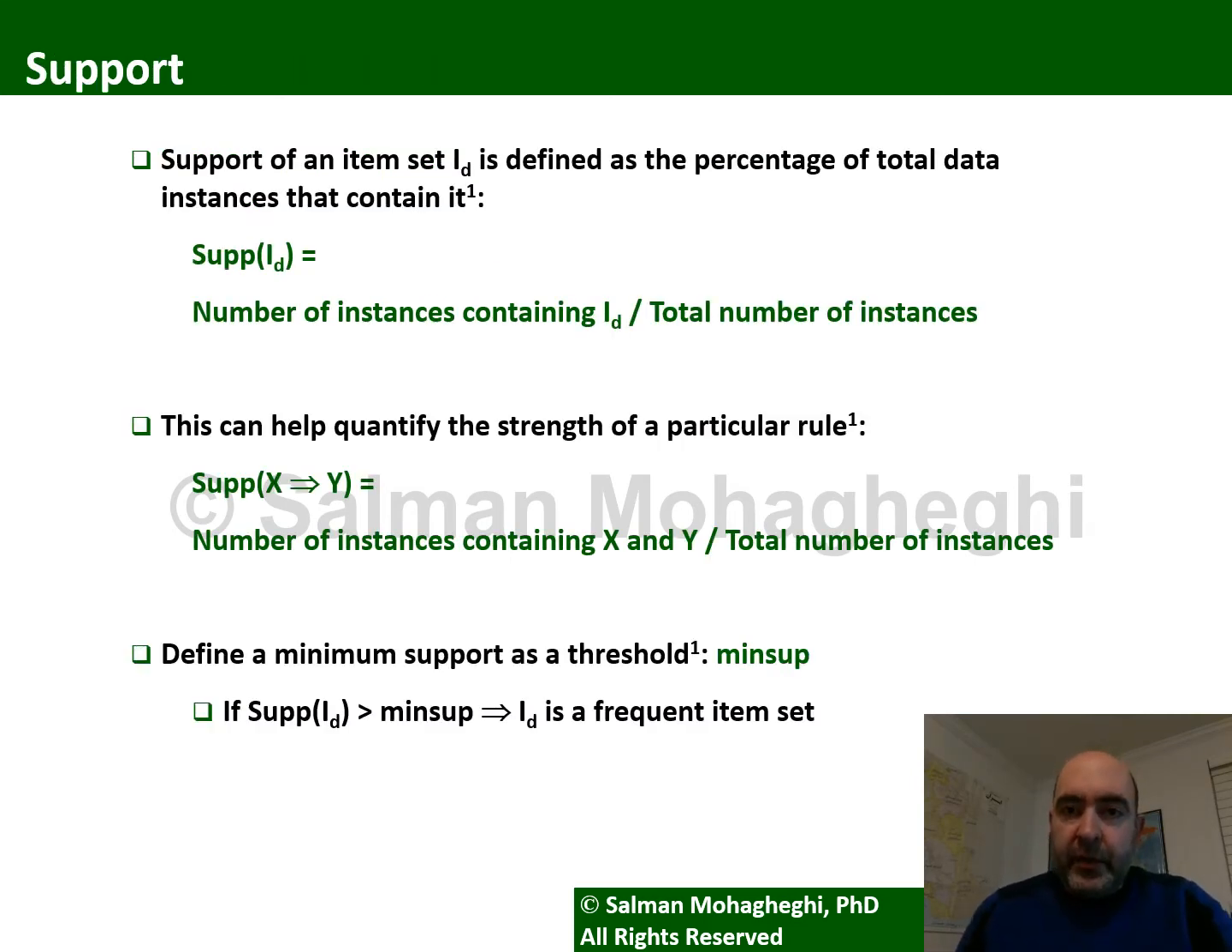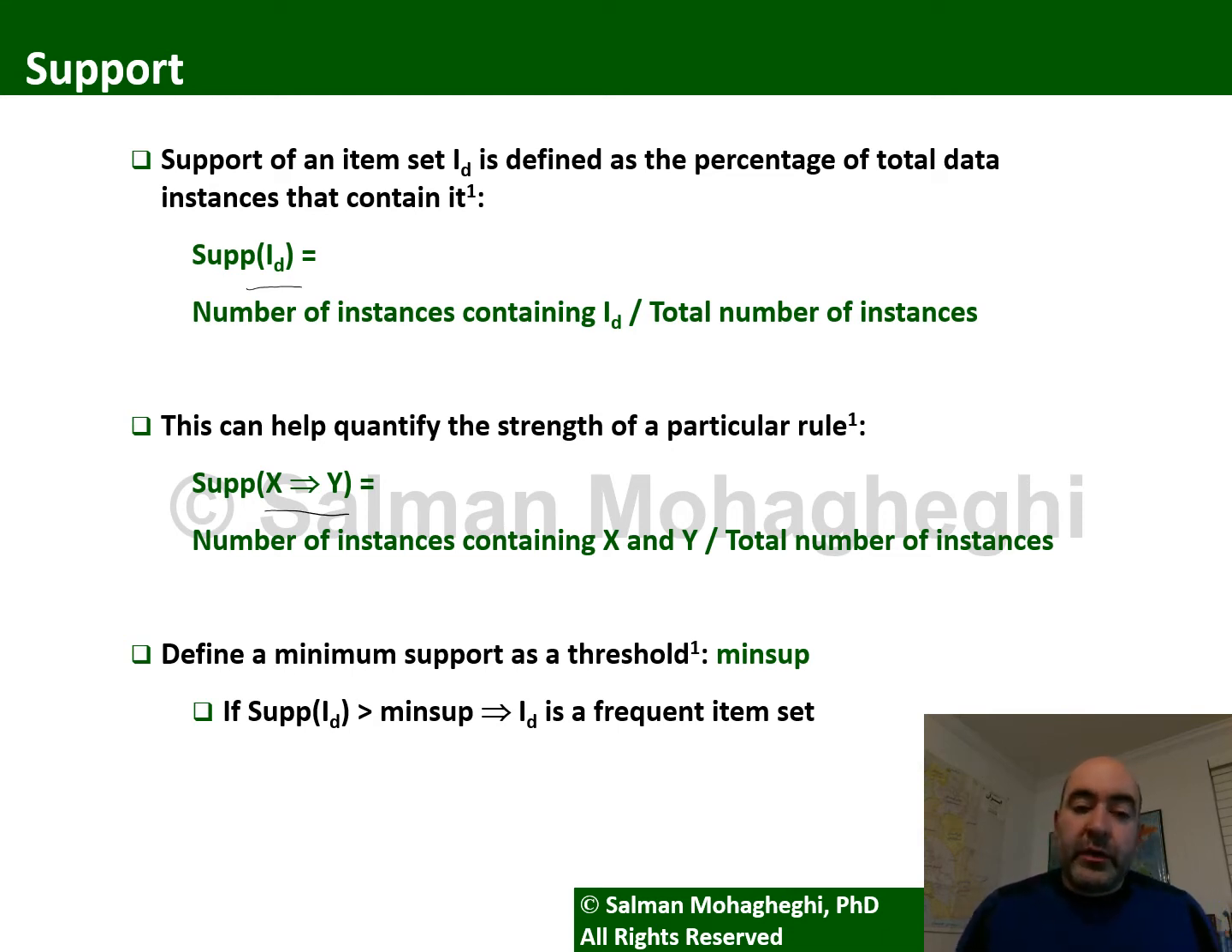Now, one metric that we can define for either item sets or for rules is support. Support for an item set is defined as the percentage of the total data instances that contain that particular item set. So imagine I have an item set IFD. Support for that IFD would be the number of instances that contain it divided by the total number of instances. We can extend this to a particular rule as well. So if I have a rule of the form X then Y, support for that rule would be the number of instances that contain both X and Y divided by the total number of instances.